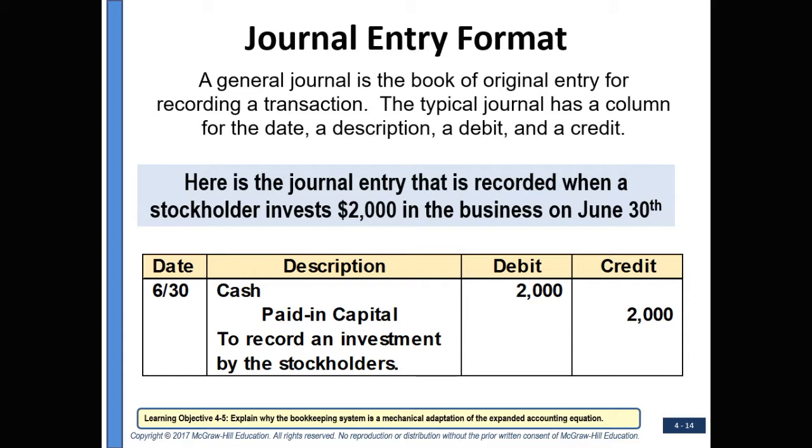The description column describes the accounts affected by the transaction. So you will use actual account names. Cash and paid-in capital are the accounts that were affected by this transaction. Additionally, below that will be a reason for recording this economic event or action. This is a small actual description of the transaction itself and why it was entered.